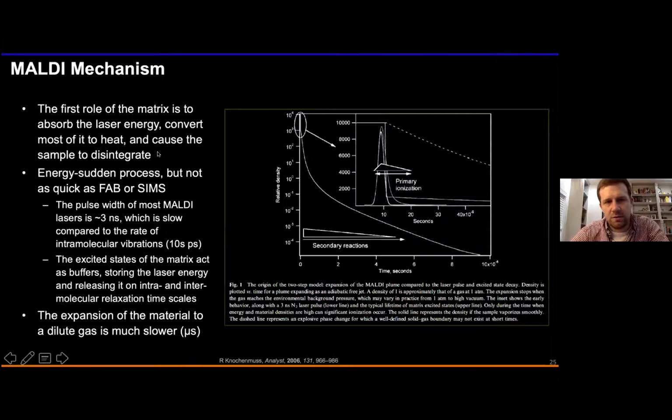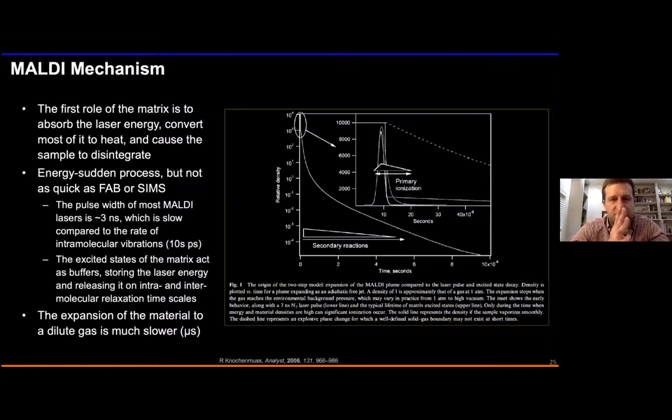So as I mentioned, the role of the matrix is to absorb the laser energy, convert most of that to heat, which causes the ablation event and the sample to disintegrate. This is what we would call an energy sudden process. So this occurs in roughly 3 nanoseconds. The pulse width is about 3 nanoseconds.